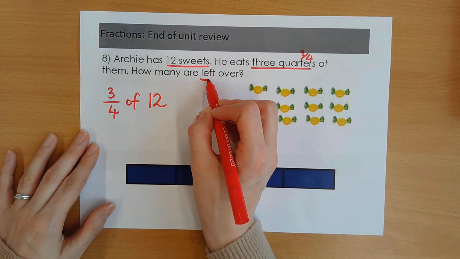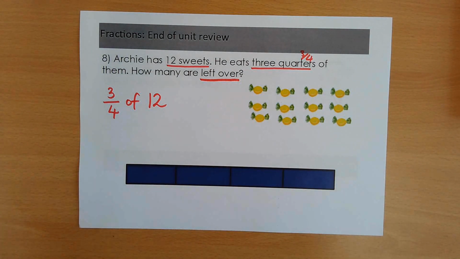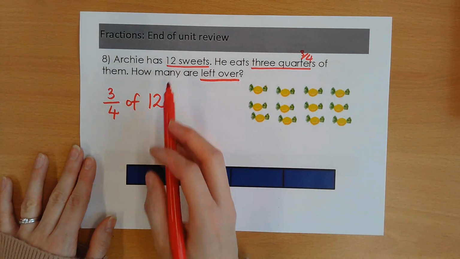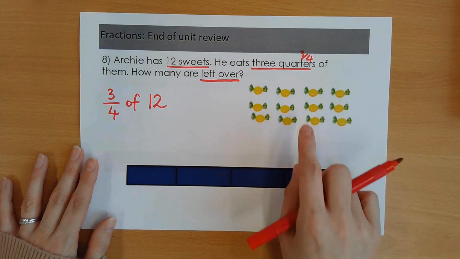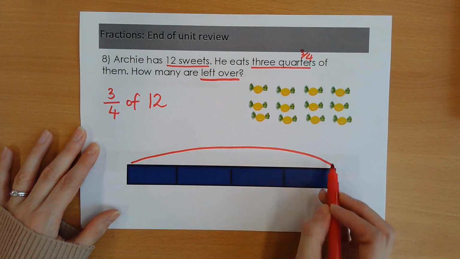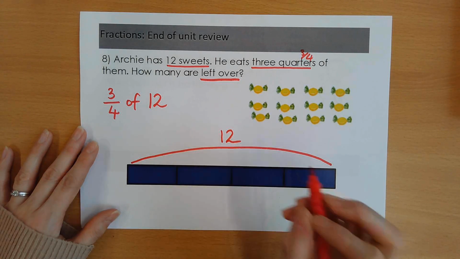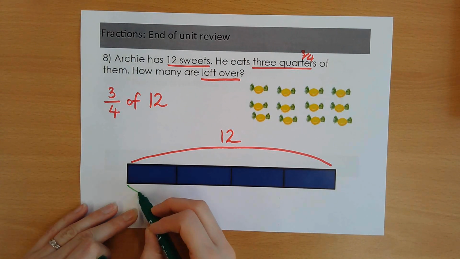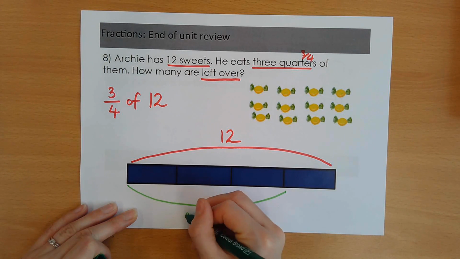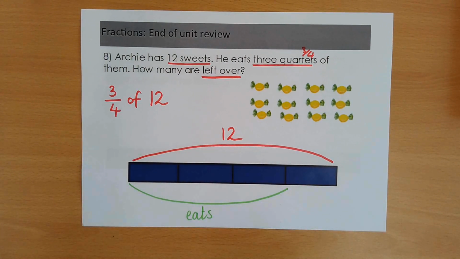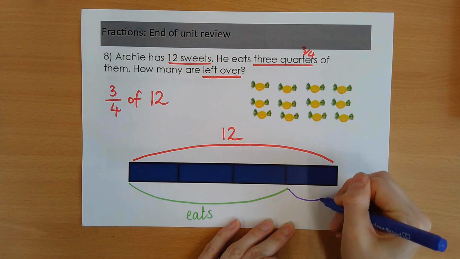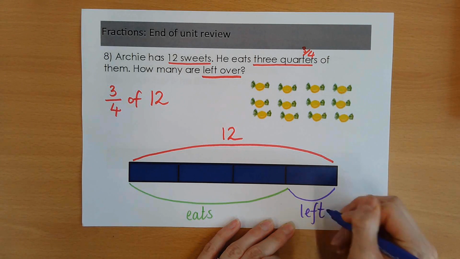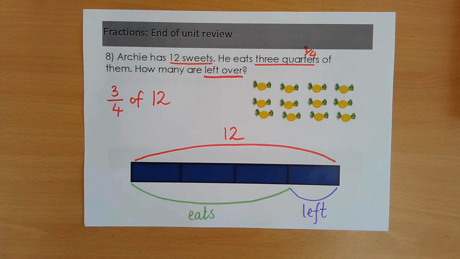So it's a little bit like the questions that we were looking at in our last lesson, looking at bar models. So I'm going to label what I know. I know he's got 12 sweets in total. So my whole bar model is representing 12. Then it tells me he eats 3/4 of them. So I know he has eaten 1, 2, 3. He eats those. So I want to know how many he's got left. So what I'm going to be looking for is this part of my bar model, how many he has got left.